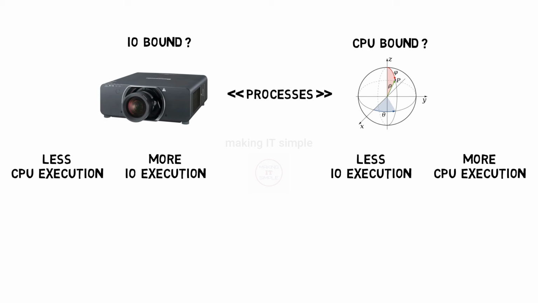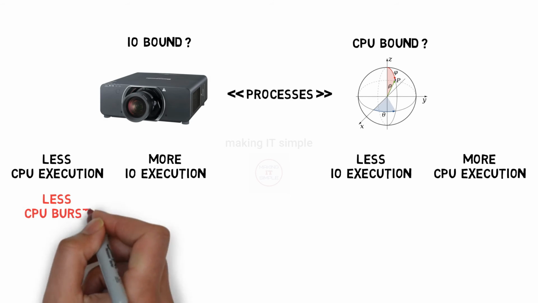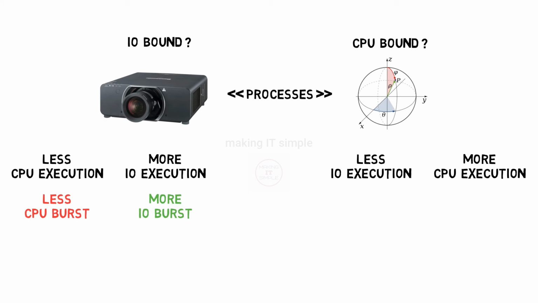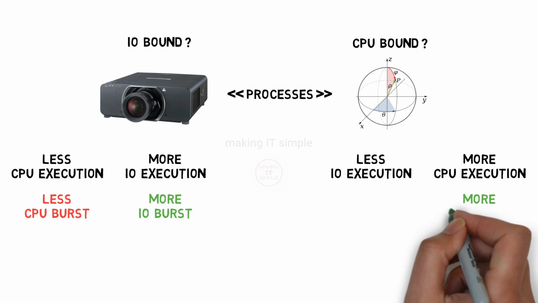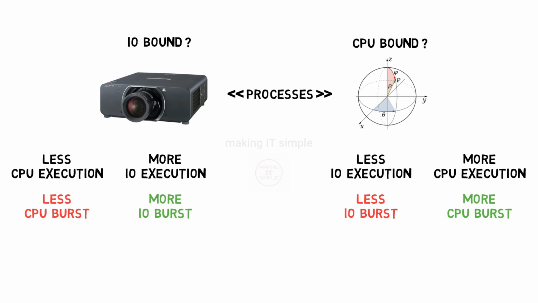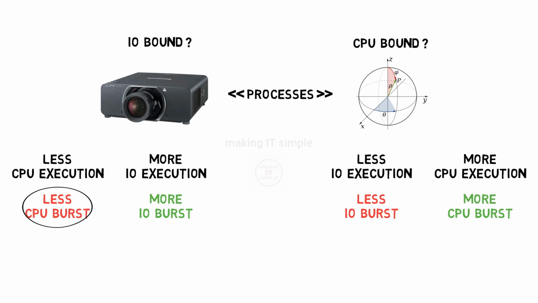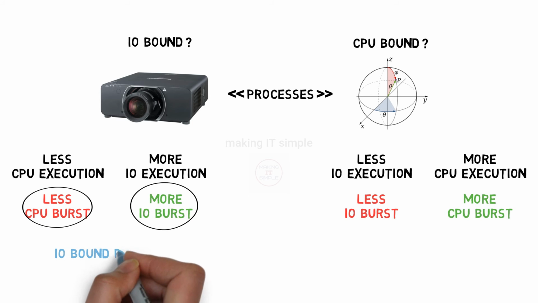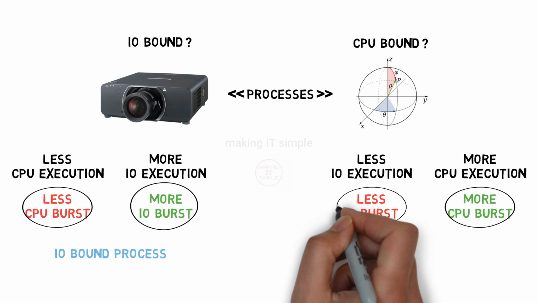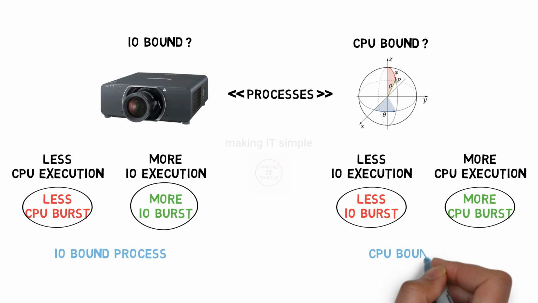So this first process will have less CPU burst or CPU execution and more I/O burst or I/O execution. The second process will have more CPU burst or CPU execution and less I/O burst or I/O execution. So any process having less CPU burst and more I/O burst can be categorized as an I/O bound process. And the second process, or any process having more CPU burst and less I/O burst, can be categorized as CPU bound.